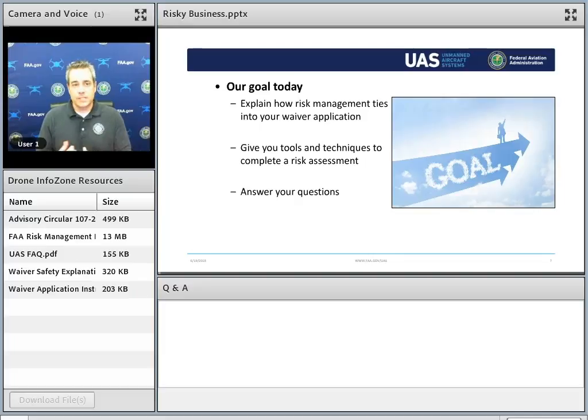So today specifically, here's what we want to focus on. We want to talk about risk management and how that ties into your waiver application. By the end of this presentation today, you should have a really good understanding of how important risk management is, not only in your day-to-day operation, but also when you're applying for a waiver. To do that, we want to make sure you have all the tools and techniques that are available to help you do risk assessments. And of course, we want to answer your questions.